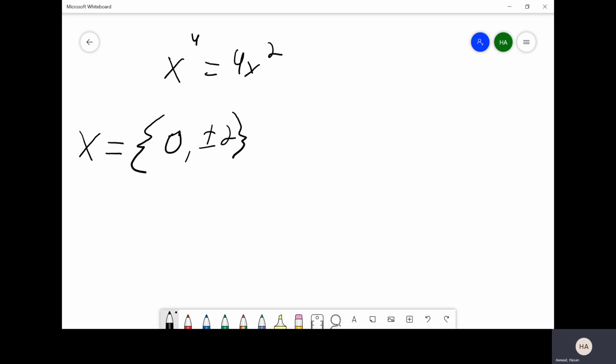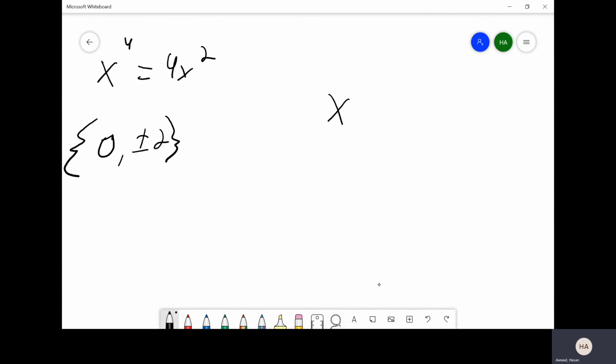So the one thing that I didn't touch on, which I really think is very important for your understanding, is that when you're solving this, you might be tempted to divide by your variable in an effort to make things a little more simple, right? So what do I mean by that? Well, let's say, again, we're trying to solve x to the fourth is equal to 4x squared. And let's say you fell into your temptation and you divided both sides by x squared.